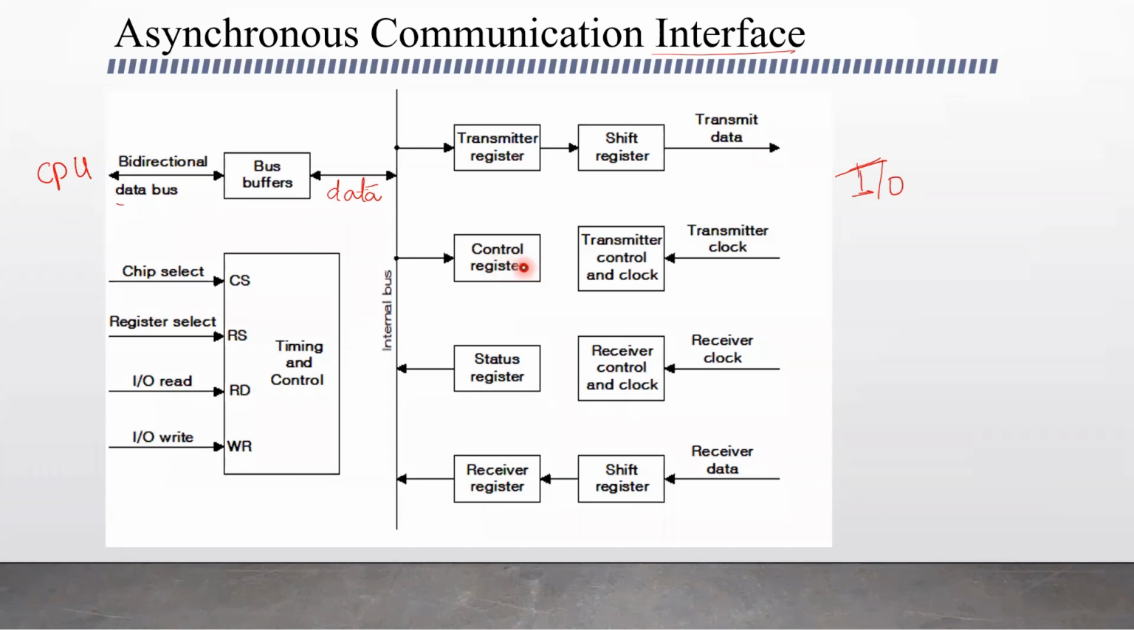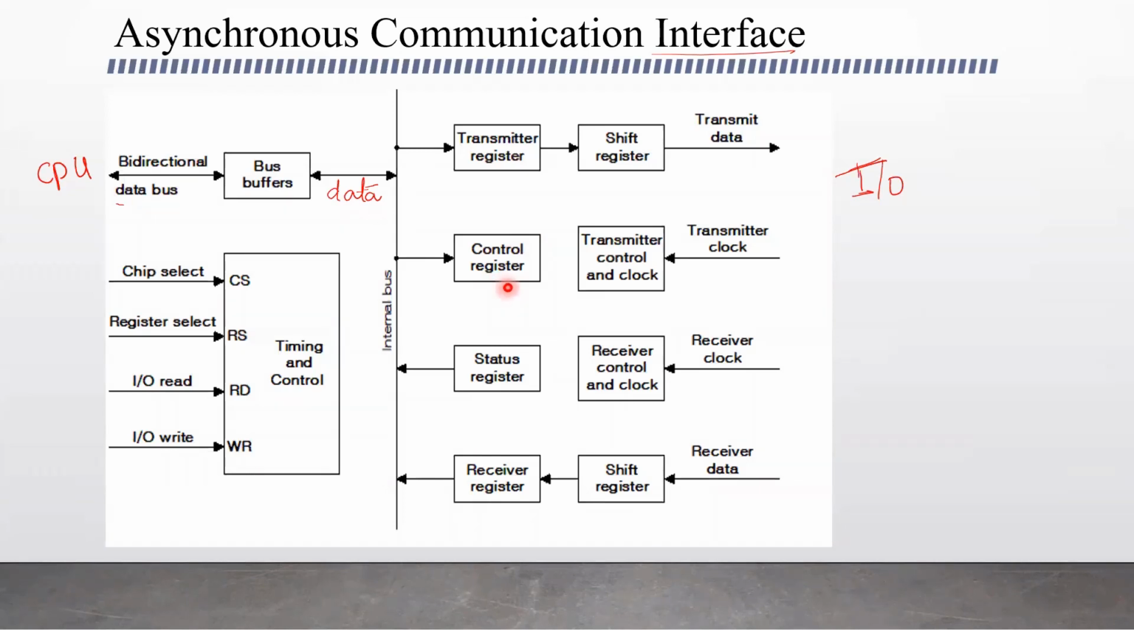And how many bits are there in the character, how many character bits are sent, and the start bit, which is always 0, indicates the start. The stop bit is 1, and there may be 1 stop bit or 2 stop bits. So how many stop bits are used? All these are defined by the control word that is placed by the CPU in the control register.